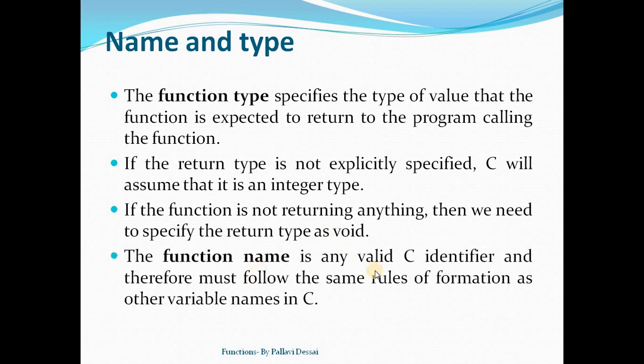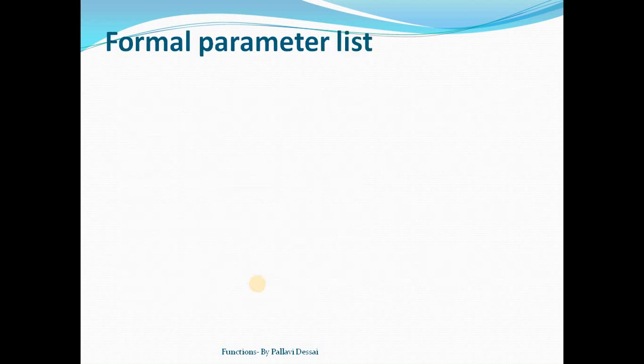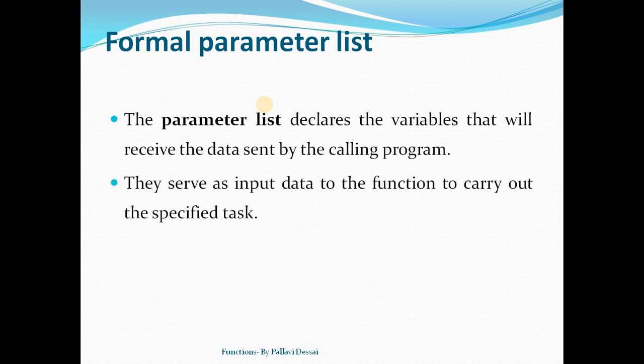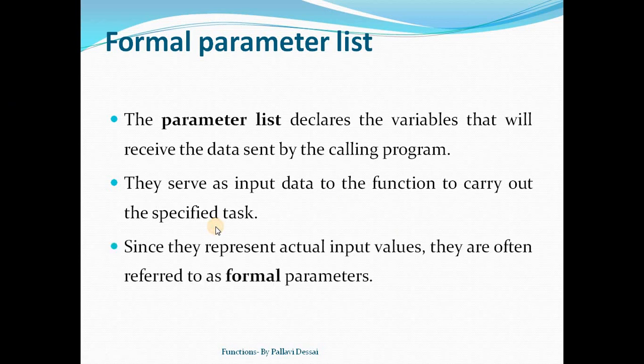The function name is any valid C identifier and therefore must follow the same rules of formation as other variables in C. Next is the formal parameter list. The parameter list declares the variables that will receive the data sent by the calling program. They serve as the input data to the function to carry out the specified task. Since they represent actual input values, they are often referred to as formal parameters.